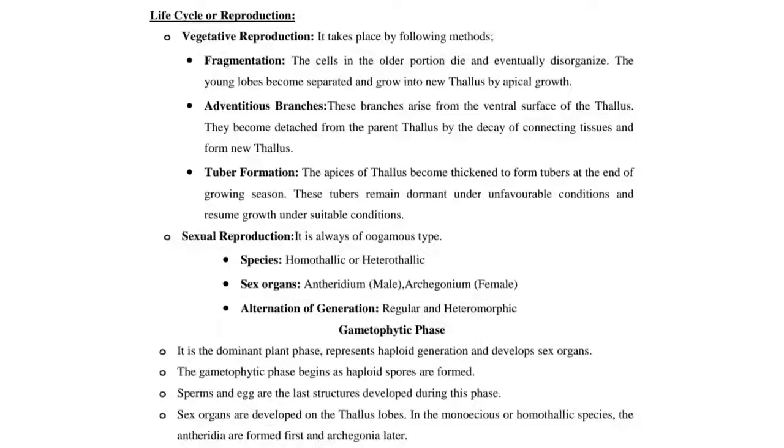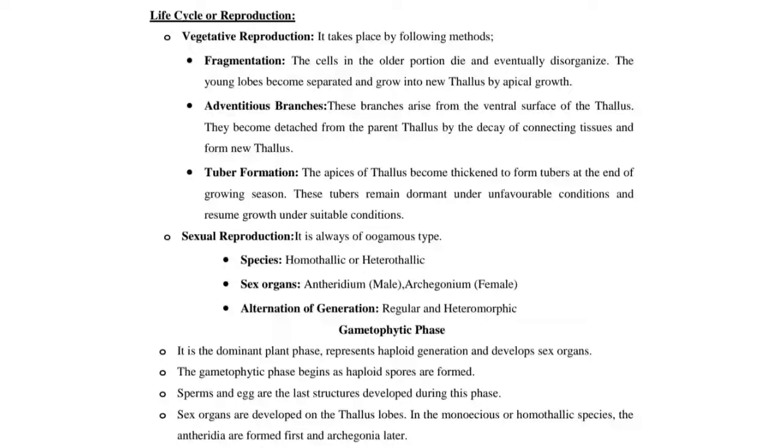Life cycle or reproduction. Vegetative reproduction. It takes place by the following methods. Fragmentation. The cells in the older portion die and eventually disorganize. The young lobes become separated and grow into a new thallus by apical growth.